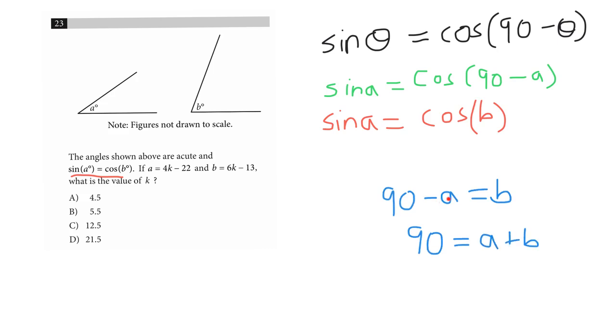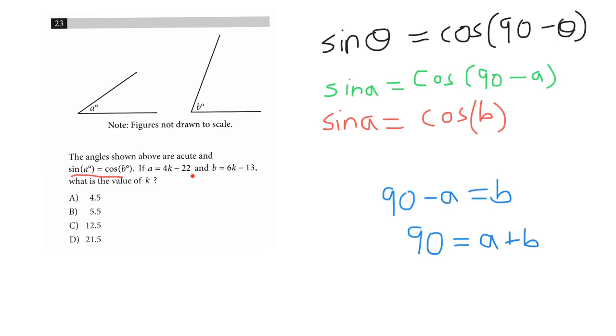I mean, if you added A to both sides, it would be A plus B. 90 equals A plus B. Now, why am I doing all this? You might be asking, why am I even doing all this? Well, because they're saying A equals 4K minus 22, B equals 6K minus 13. What the heck is the value of K? Well, I want to just get clear on a good equation that features A and B.